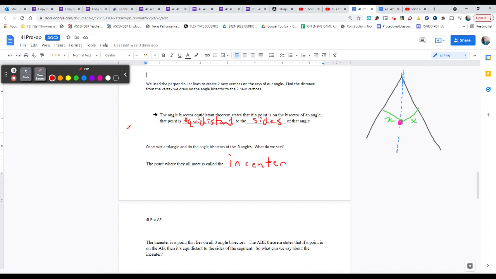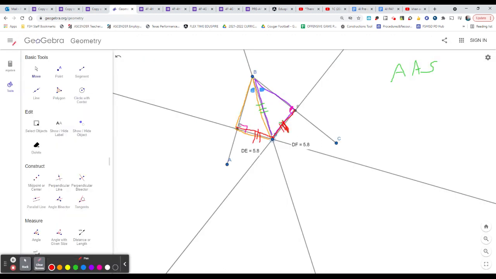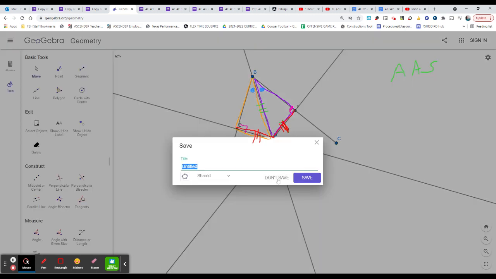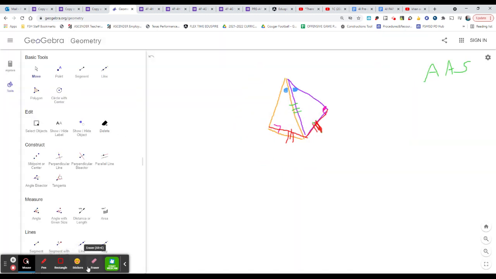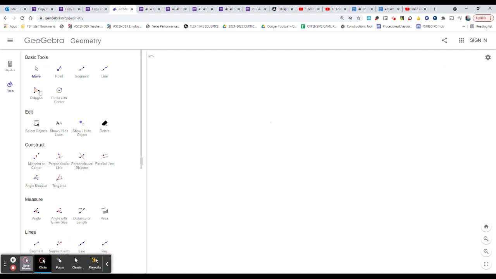Oh, I kind of got ahead of myself a little bit. Sorry. So we're going to construct a triangle and do the angle bisectors of the three angles. So if we go back to GeoGebra here, I'm sorry for getting ahead of myself. Let me clear my screen. All right, so we'll do a triangle here in GeoGebra, and I'm going to do the angle bisector of all three angles.